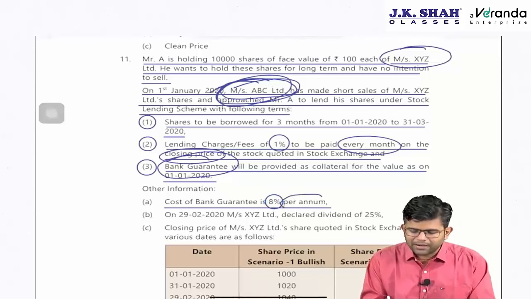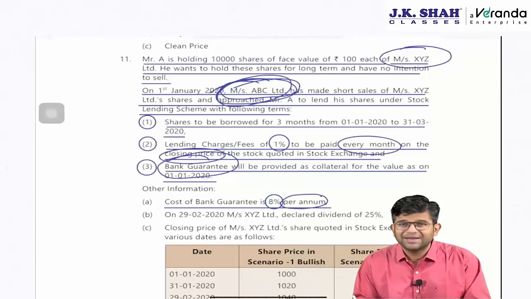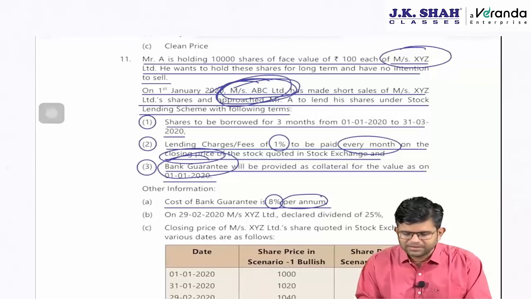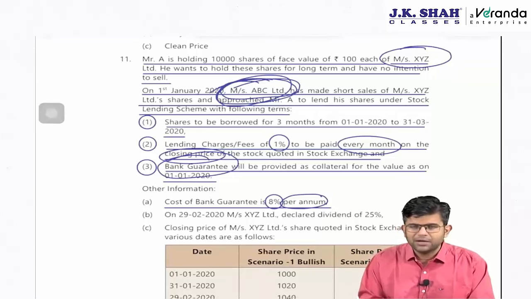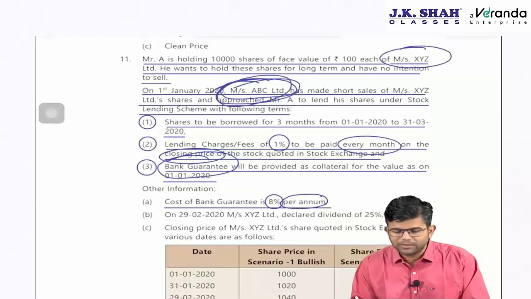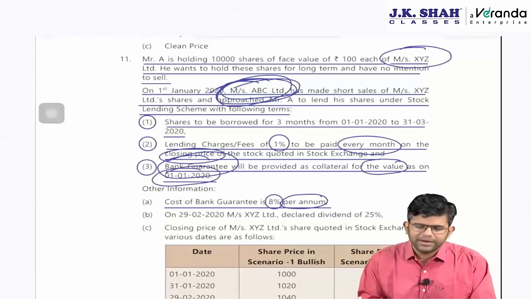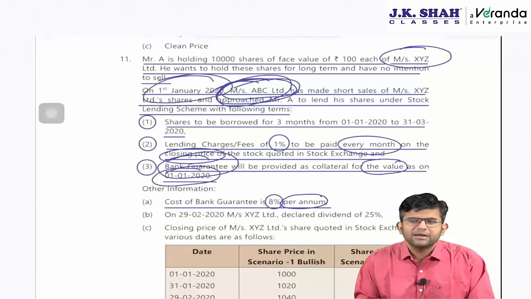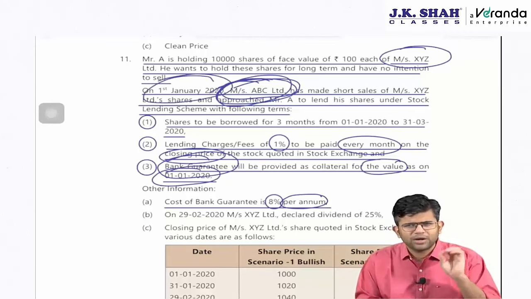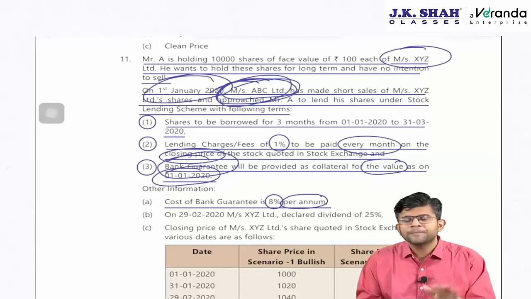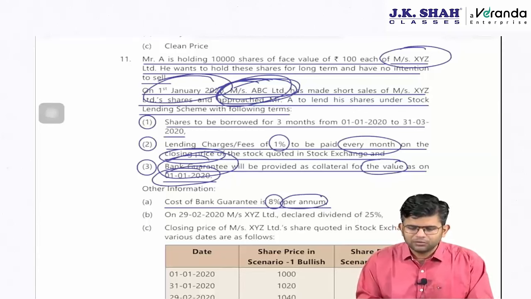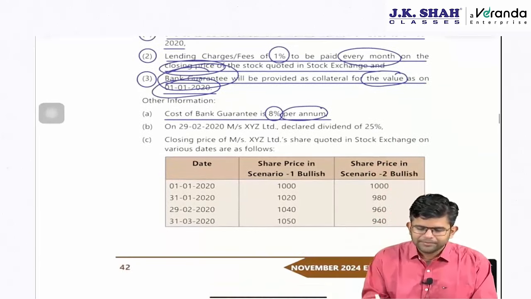8% per annum. Now do you realize you'll have to multiply this by 3/12, because we are doing it only for 3 months. And this 8% into 3/12, this percentage has to be applied on what? It has to be applied on the value on 1/1/2020, which means on the date when the borrowing happened. On that date, whatever is the value of the 10,000 shares, on that value 8% into 3/12, ABC will have to pay extra as a bank guarantee.